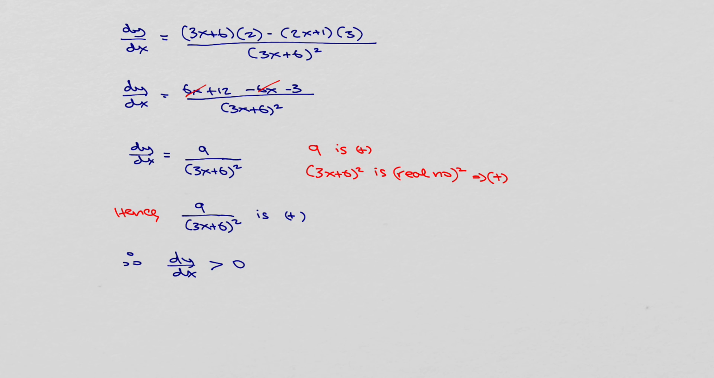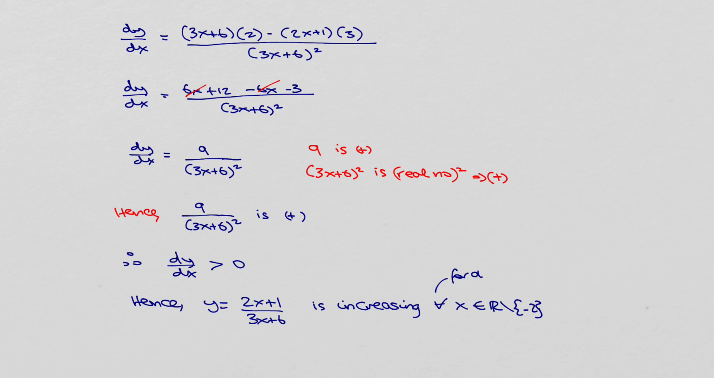So therefore we say that dy/dx is greater than 0, and hence the function y equals 2x plus 1 over 3x plus 6 is increasing for all values of x, except for when x is minus 2. And remembering that symbol there just means for all.